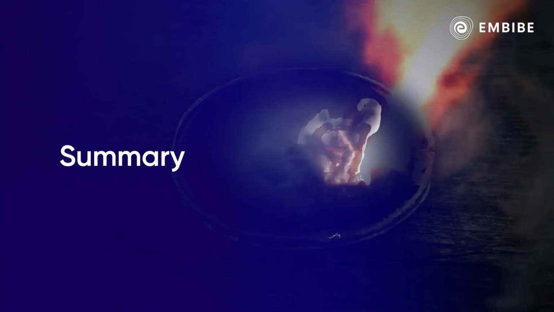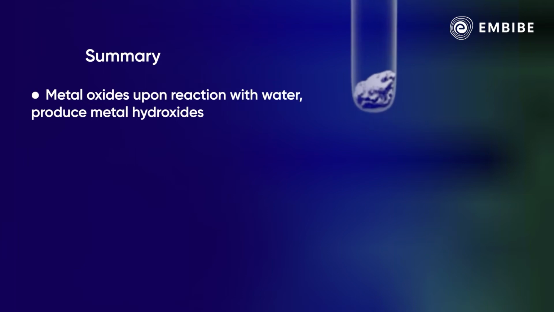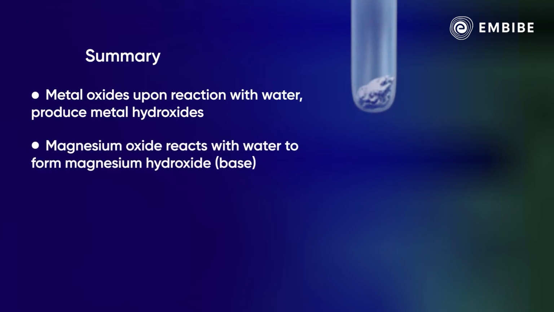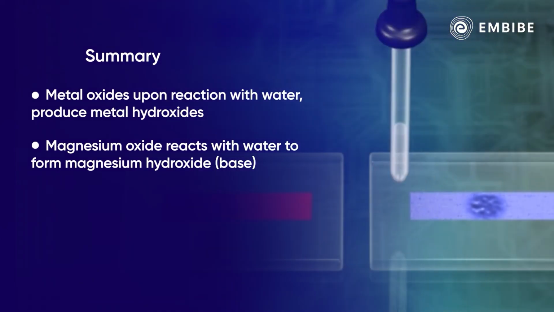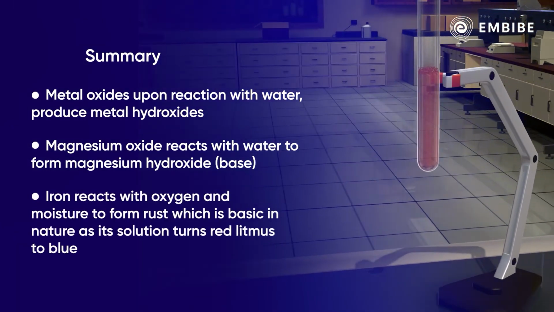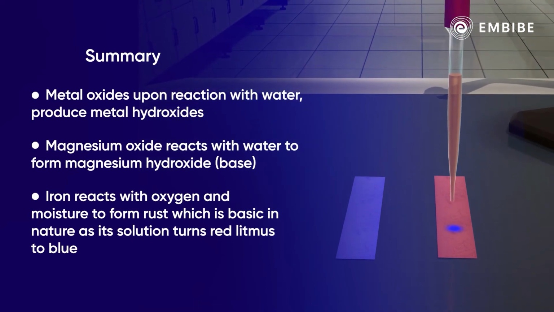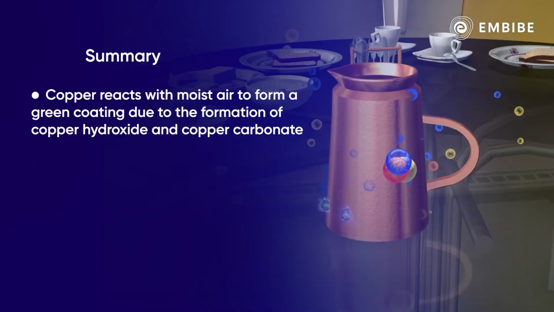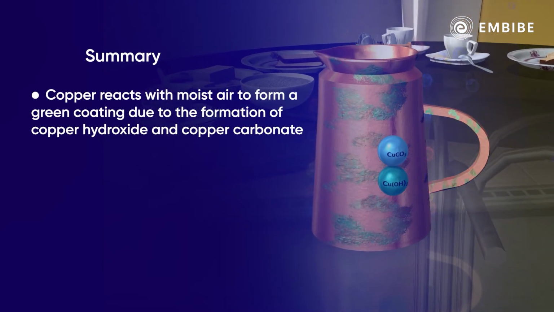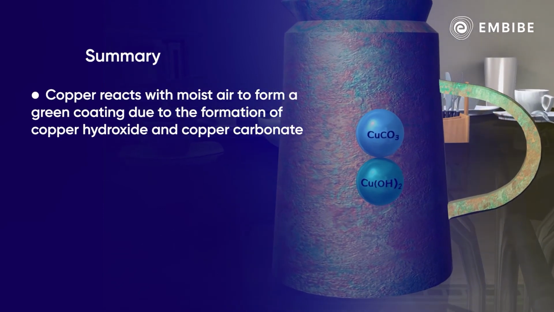Let's summarize. We have studied the reaction between metallic oxides and water. While adding magnesium oxide in water, it dissolves to form magnesium hydroxide. This hydroxide is called a base. Iron reacts with oxygen and moisture to form rust, which is basic in nature as its solution turns red litmus blue. Copper reacts with moist air to form a green coating due to the formation of copper hydroxide and copper carbonate.